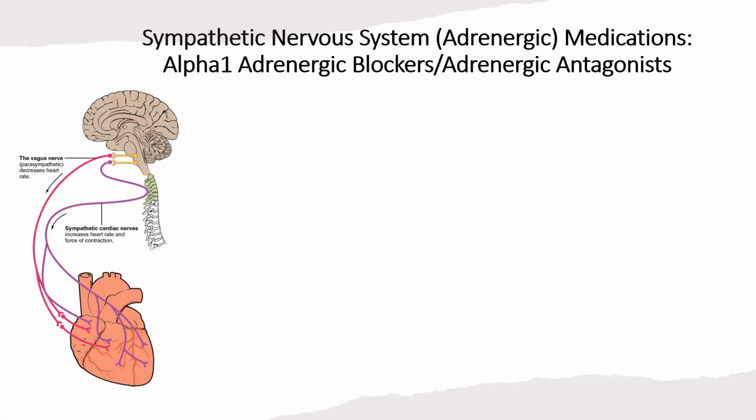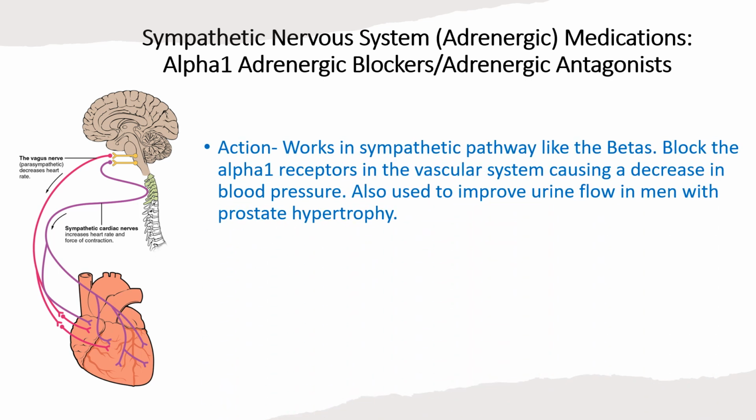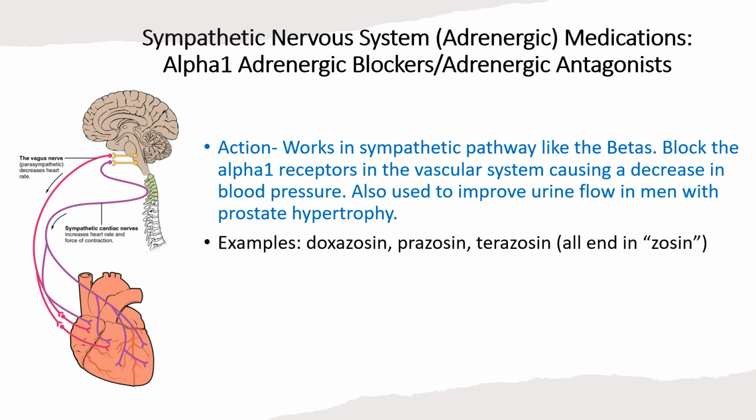A second category of drug that is in the fight and flight sympathetic nervous system is the alpha adrenergic blockers, alpha 1s. These receptors, just like the betas, are in the fight and flight pathway, so we can go after them to relax the body and lower the blood pressure too, just like we did with the betas. You will also hear these drugs being used to improve urine flow in men with prostate hypertrophy. So if you've gone to the prostate class, you would have already heard these drugs. Remember, medications can have different actions or different uses.